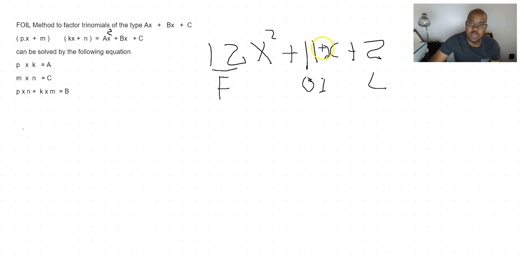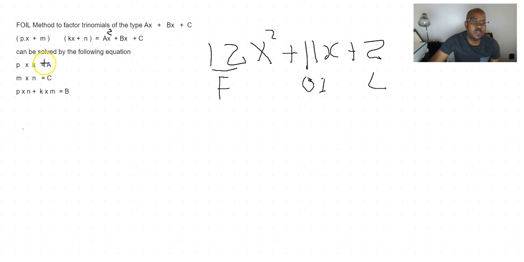So the first term and the 11 represent the inside and outside terms, and the 2 represents the last term. Basically, we've got ax squared, bx, and c. So a represents the first, b represents the 11, and c represents the 2. Our goal is to put it in terms of px plus m times kx plus n.